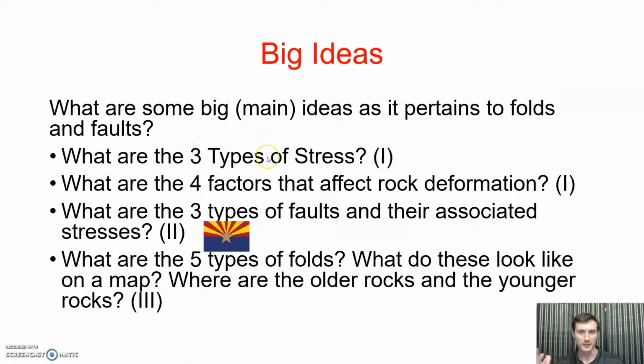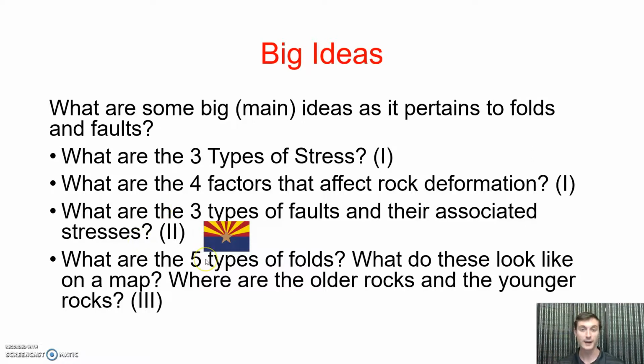What are the three types of stress? Extensional, compressional, and shear. What are those four factors that affect rock deformation? We can have brittle or ductile. It's based on temperature, how much force is applied, the speed that that force is applied at, and the rock composition. What are those three types of faults? Normal, reverse, and strike slip. What are the associated stresses? Normal is extensional, strike slip is shear, and reverse faults are compressional.